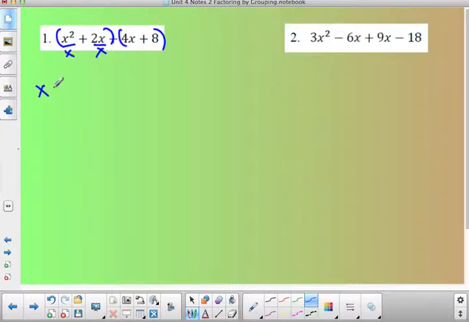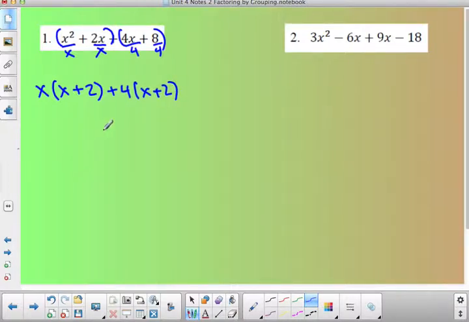So I have an x out front, and then I look at what's left over. x squared divided by x is x. 2x divided by x is 2. So I have x plus 2 left behind. Then I look for the GCF of the second group, 4x plus 8. The only thing I can take out of those 2 terms is a 4. So I divide both by 4. 4x divided by 4 is x. 8 divided by 4 is 2.